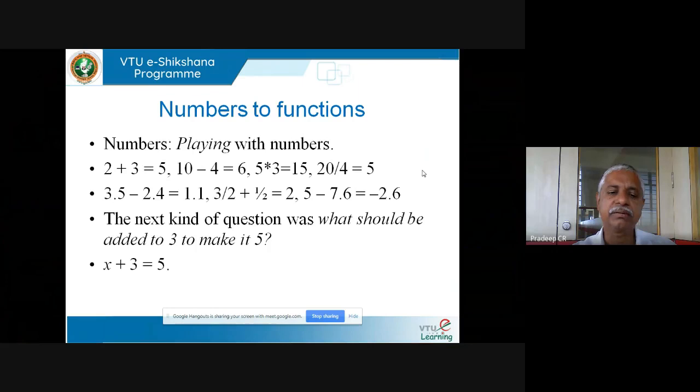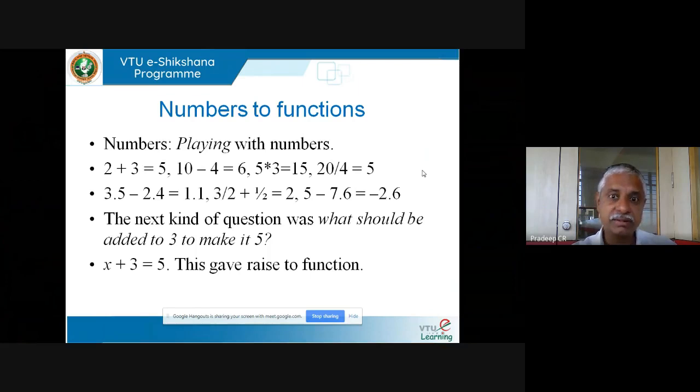You started by making this question, what should be added to 3 to make it 5, into a mathematical question. Mathematical question means in symbols you wrote. What did you write? Oh, the whatever number I don't know, I'll call it x. And the question is x plus 3 must be equal to 5. Then they told you there is a way of solving this. You add minus 3 to both sides and then you get x equal to 2.